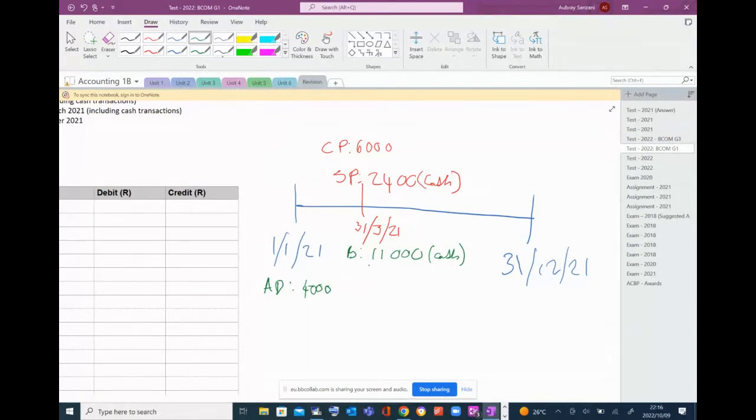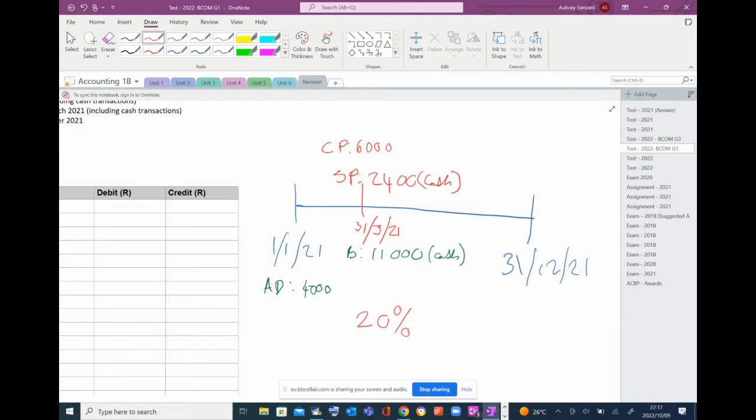Then Poppy Traders writes off depreciation on machinery at 20% per annum using the diminishing balance method. I think we can just write that in. 20% on the diminishing balance method. And then it says Poppy Traders has a 31 December financial year end. Cool. So that's all the information that we need. All of it is there.